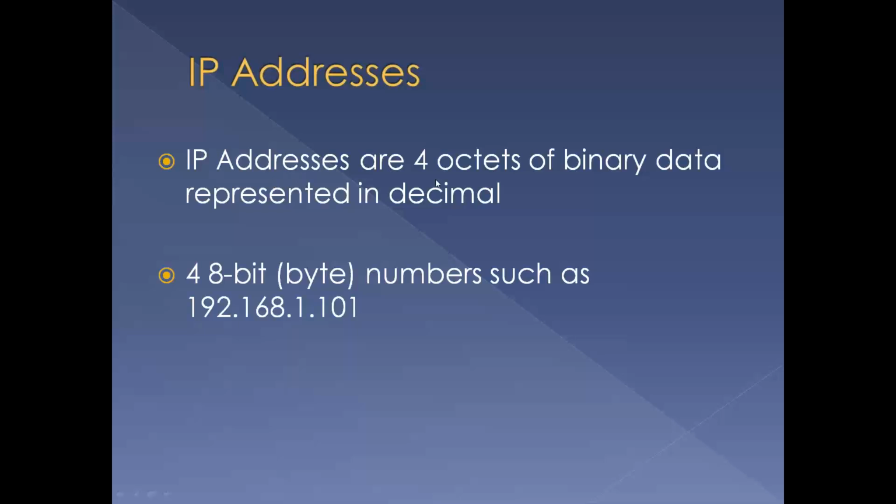IP addresses are 4 octets. An octet is 8, right? 4 octets of binary data represented in decimal. Each one of them is an octet. An octet in this case is a byte of binary data that is converted into decimal. So, for instance, our IP address of 192.168.1.101: each one of these between the dots is 8 bits here, 8 bits here, 8 bits here, and 8 bits here, right? That's how we represent IP addresses. So there's 32 total bits, and 2 to the 32nd power is 4.3 billion. That's why we only have 4.3 billion IP addresses.